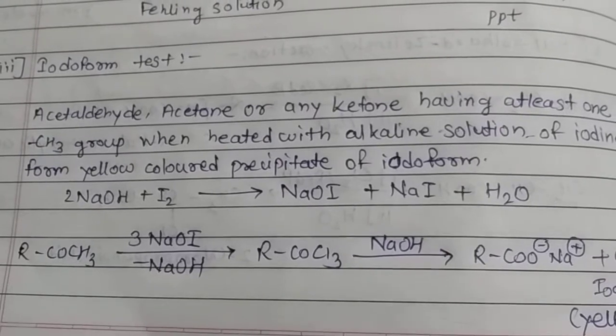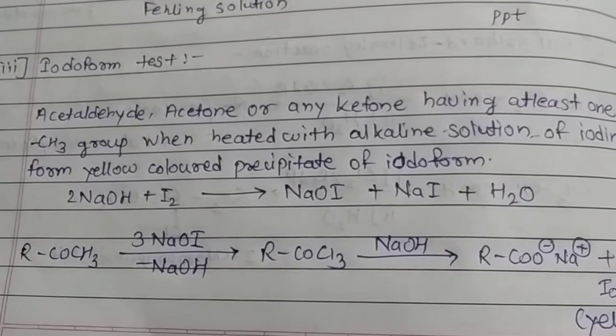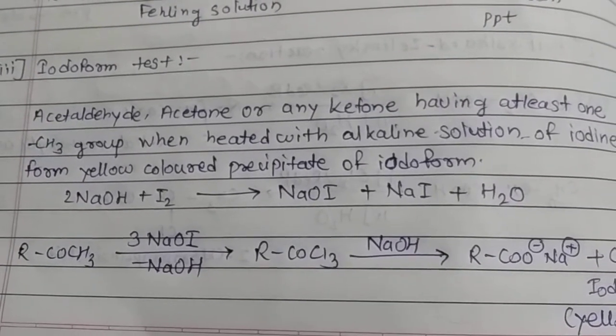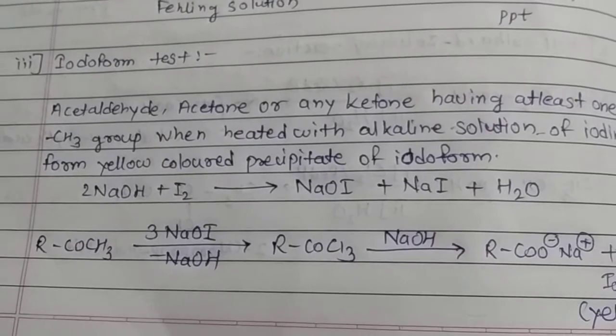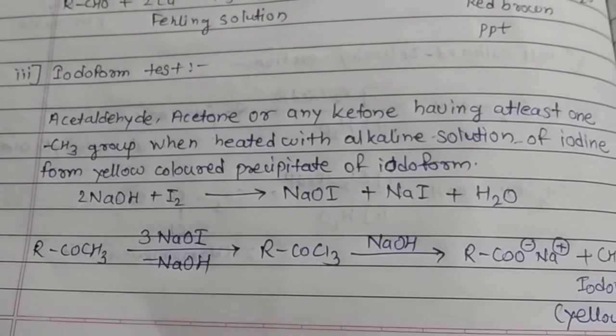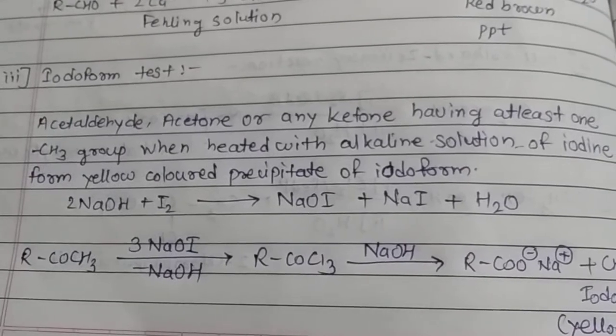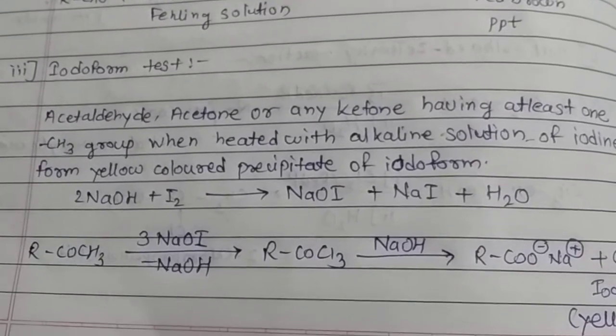So in this test iodoform is formed, therefore this test is known as the iodoform test, and it is given by acetaldehyde, acetone or any ketone having at least one CH3 group.